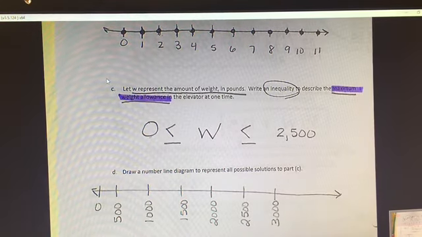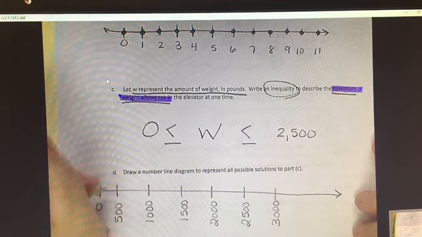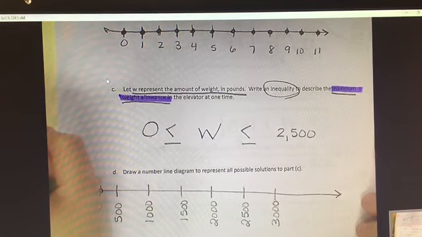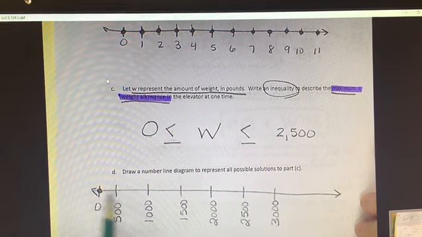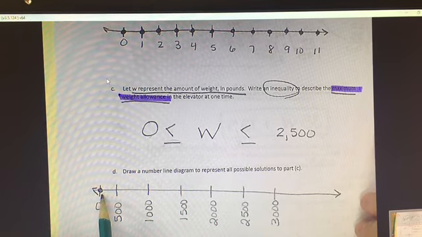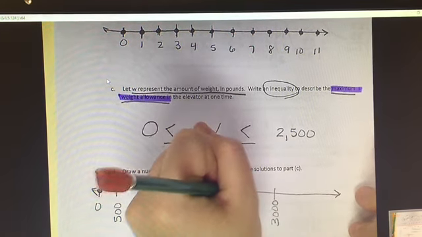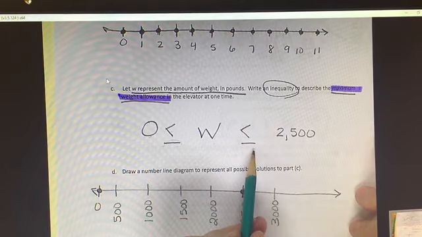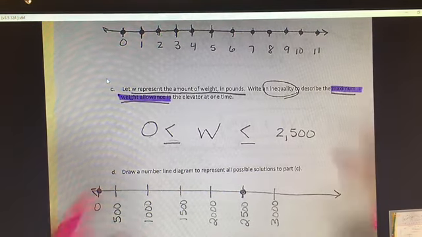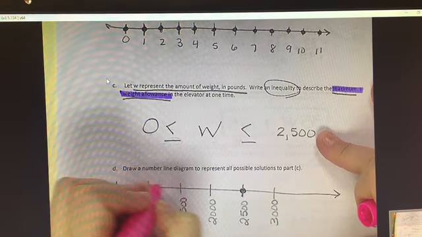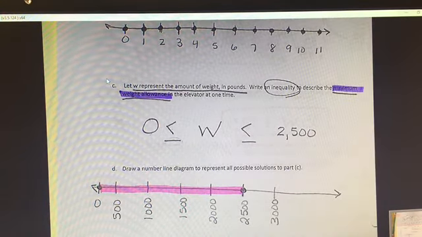0. Okay, so we can have absolutely no weight in the elevator. So that is a closed circle, okay, because it's equal to it. So that equal lets me know it's a closed circle, okay? And then the highest, my greatest value, only gets to be 2,500. It can equal it, so it is a closed circle because it can equal it. And then you can have any weight in between because this is weight. So that's completely different than what we did with people.